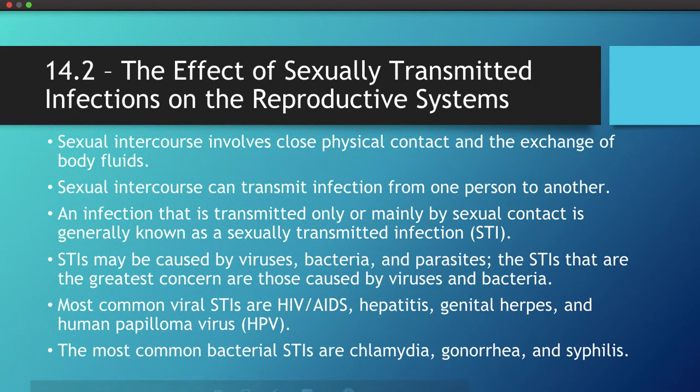14.2, the second section of chapter 14. The last section, 14.1, was on anatomy. This one is looking at the sexually transmitted infections of the reproductive system. Some of these you probably have heard of, or maybe all of them, but we're just going to go through these really quickly. Shouldn't take too long.